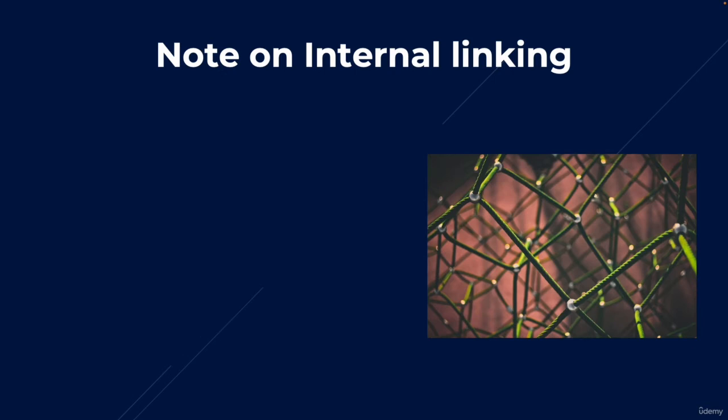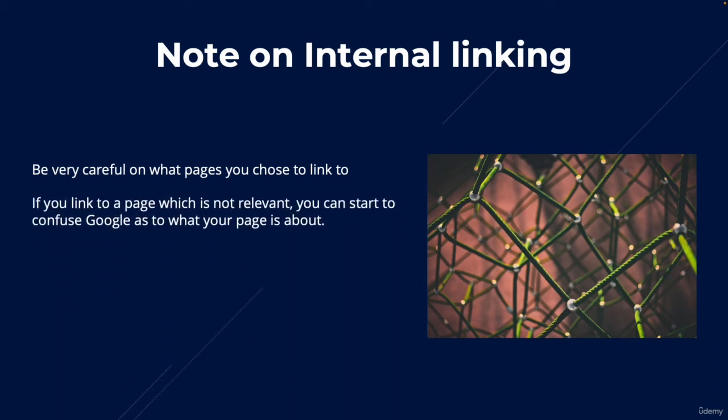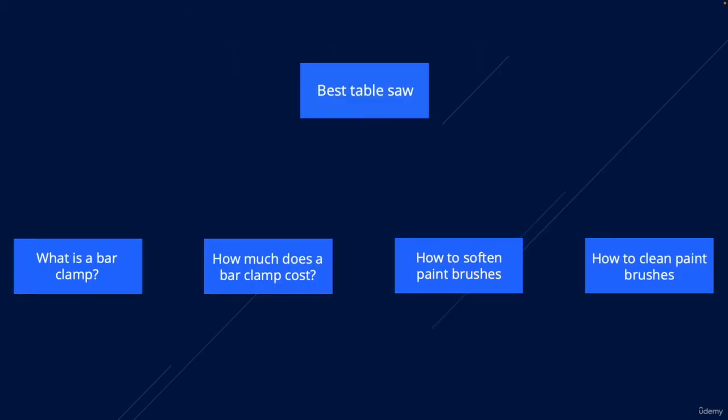One thing I did stress in my video earlier on in the course is that you need to be very careful on what pages you choose to link to, as if you end up linking to a page which is not relevant, you can start to confuse Google as to what your page is actually about. So let me go back to that keyword cluster example and I'll show you exactly what I mean. So here we have our money page at the top, best table saw, but instead of having 4 blog posts which are related to table saws, we have blog posts from a different cluster.